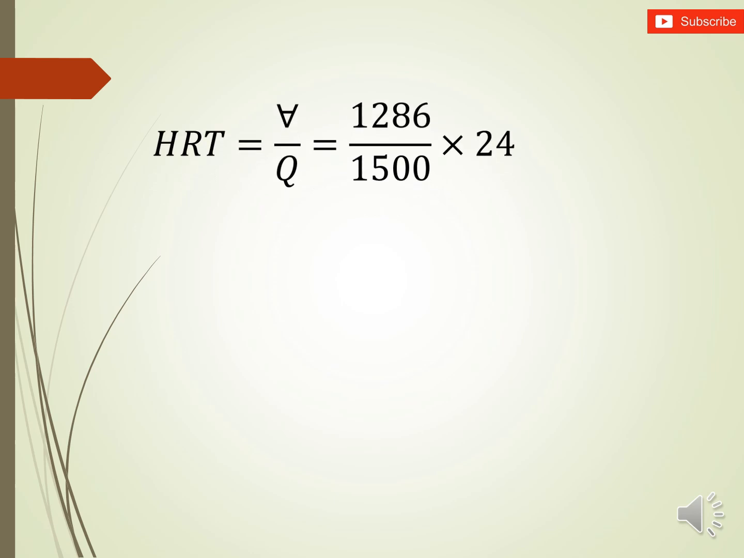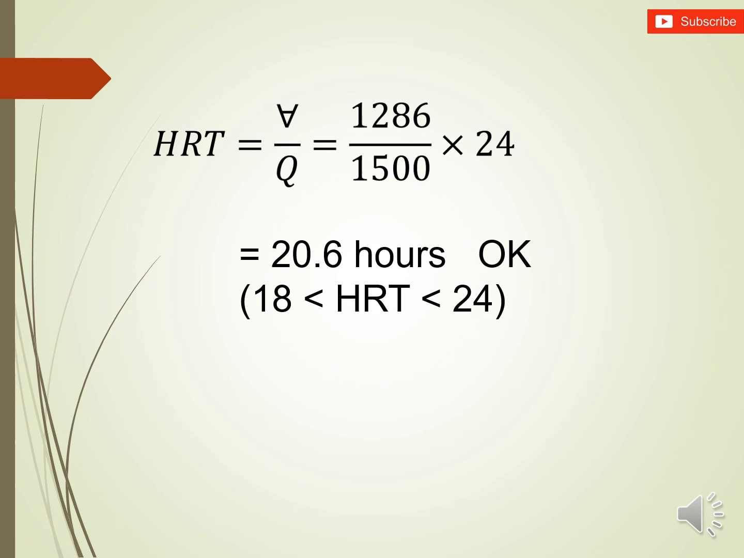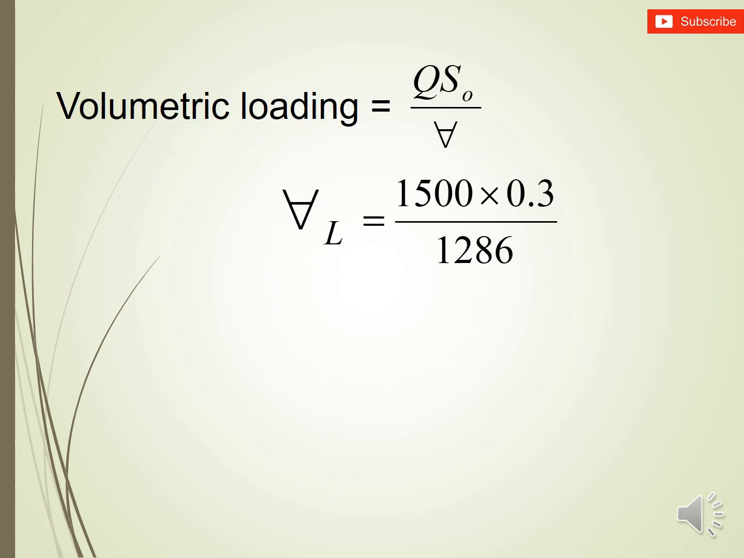Then we have to check the HRT. HRT equals V over Q, V over Q times 24 to find it in hours. So we have 20.6 hours, which is okay, between 18 and 24 hours.